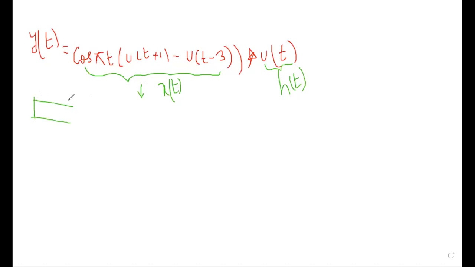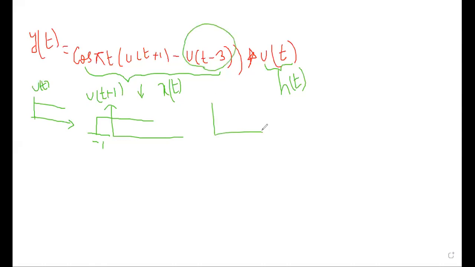So this is my u of t, and as per the question, first I should draw u of t plus 1. u of t plus 1 means from where it will start? t plus 1 means from minus 1 it will start. So this is my u of t plus 1. Then I have u of t minus 3. u of t minus 3 means from plus 3 I have to start.